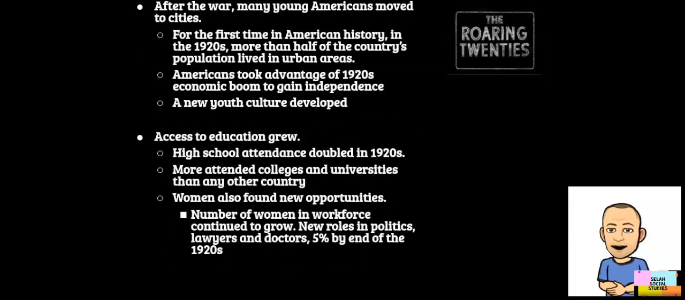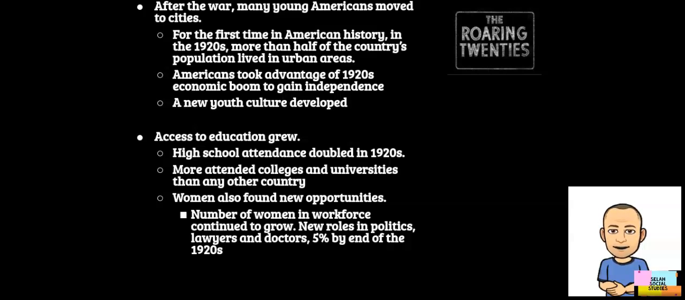On society, in the 1920s, many young Americans found a new type of independence in the changing society. As men came home from war, they moved into the cities, and for the first time in American history, more than half the nation's population lived in urban areas. Many young people took advantage of the purchasing power of credit and the economic boom of the 1920s to gain independence, and a new youth culture developed in America.